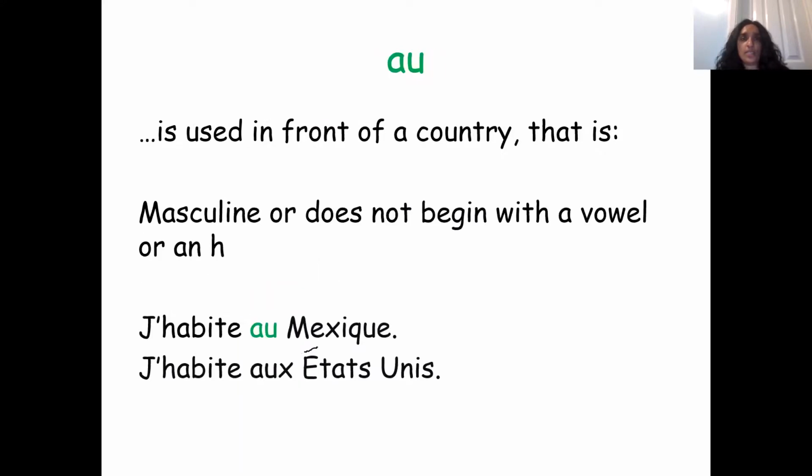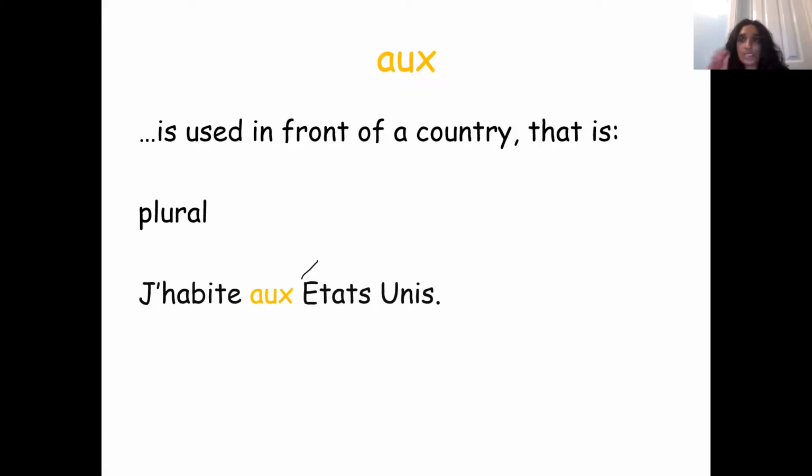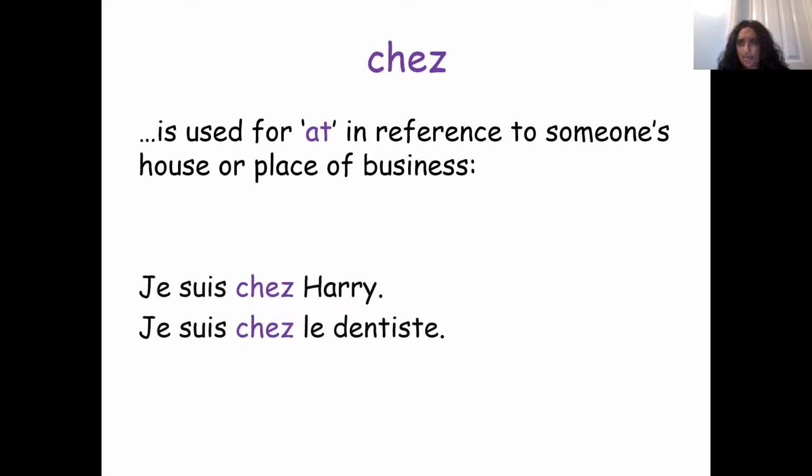So let's just remind ourselves. Au, AU, if the country is masculine, or it doesn't begin with a vowel or an H, and aux, quite simply with an X, if that country is plural, the United States of America. Okay, and the last word we had was chez. Chez doesn't really mean in, it means at. And we wouldn't probably use it with where we live, but I just thought I'd throw it in because we would say at if, say, you were at somebody's house.